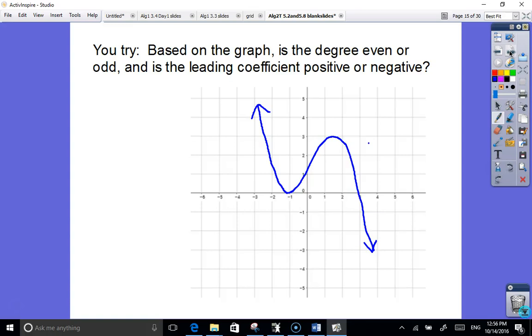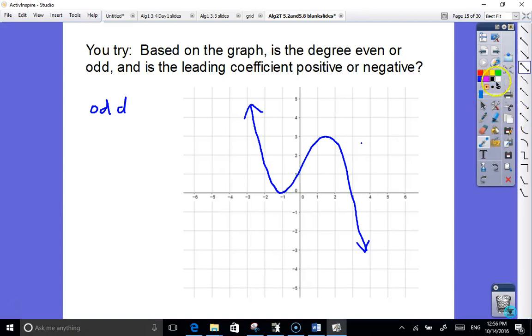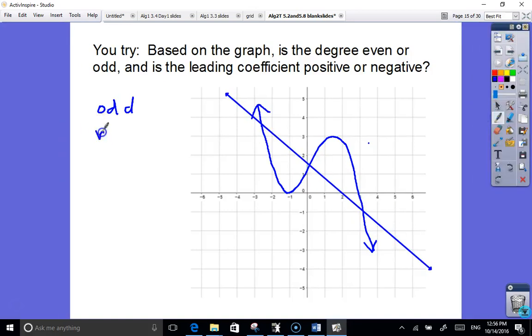Is the degree even or odd? Odd, right? And is the leading coefficient positive or negative? Again, since it's odd, then it should be similar to linear, because that's first power. That's also odd. And if you looked at a straight line that had a negative slope, let me draw that. It should have the same end behavior as whatever the odd degree polynomial is. So we're going to say negative. Odd and negative.